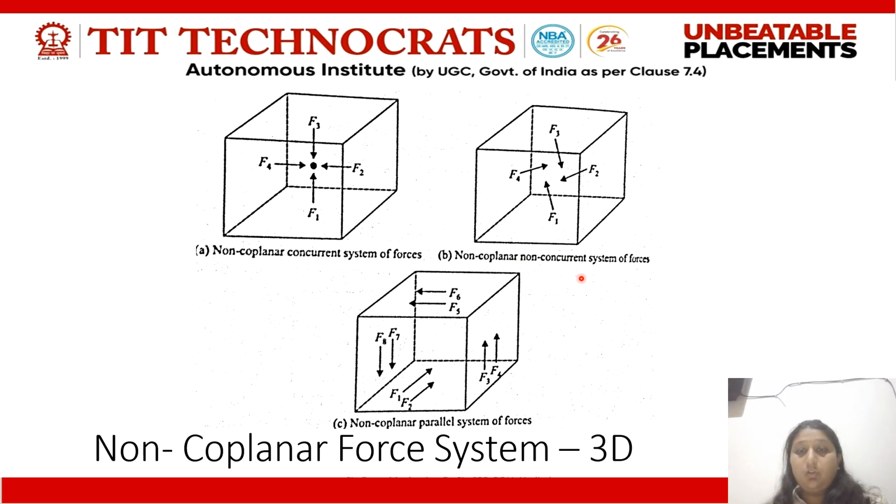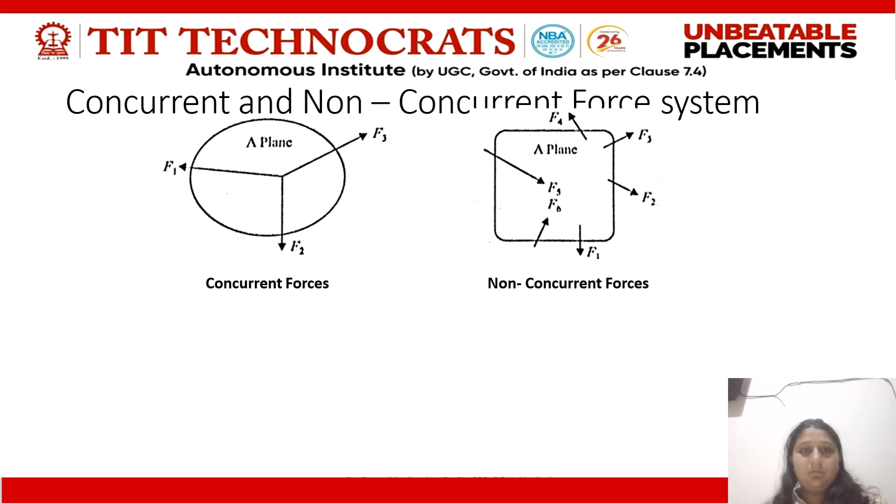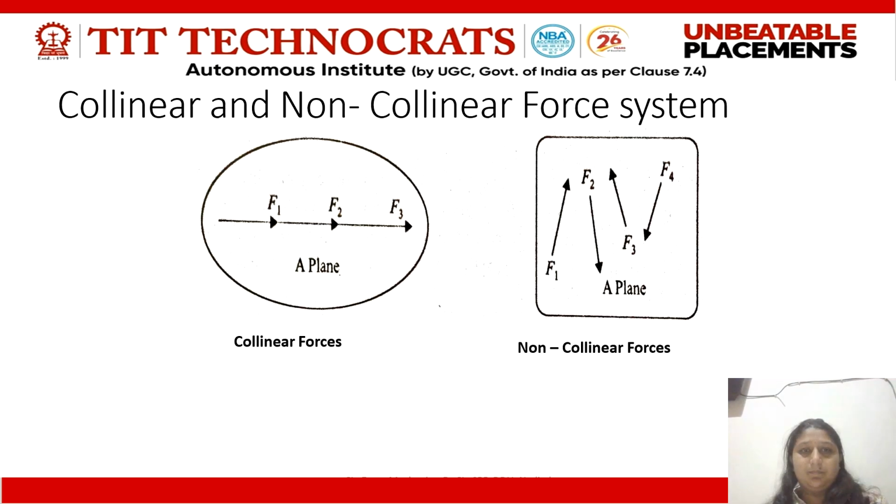These are non-coplanar, non-concurrent. Neither are they in a single plane nor are they intersecting. Hence, they are a non-coplanar, non-concurrent system of forces. And the last one is the non-coplanar parallel system. Even though they are not on the same plane, they are moving parallelly. Hence, they are called a non-coplanar parallel system of forces. Next, we have concurrent and non-concurrent forces, which I've already explained in the previous diagram.